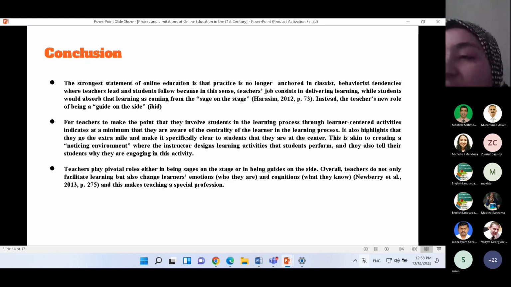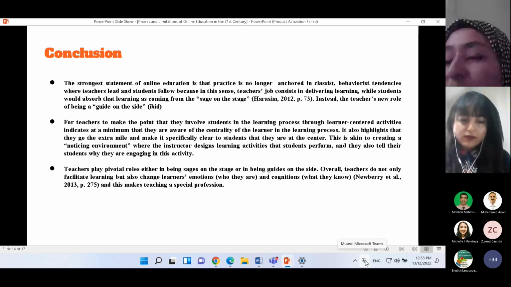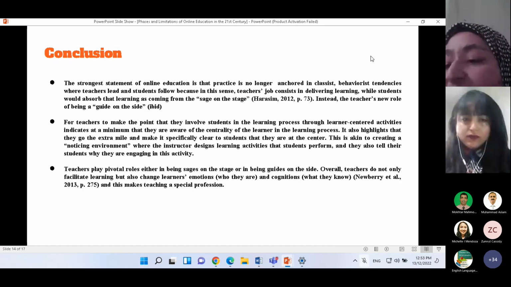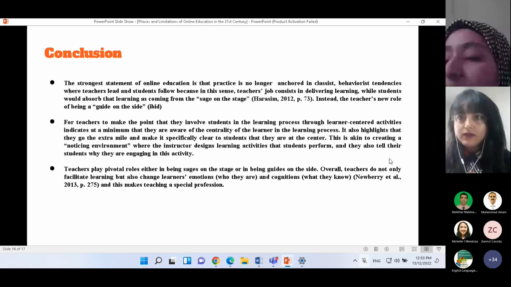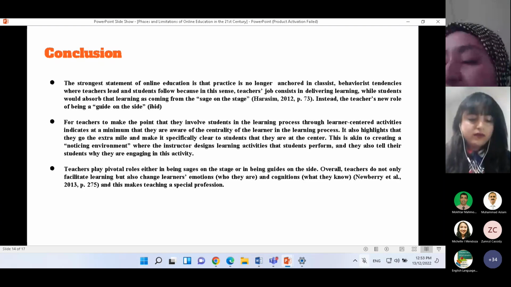So I think that the better thing to say in my conclusion is that teachers play pivotal roles either in being sages on the stage or in being guides on the side. Overall, teachers do not only facilitate learning but also change learners' emotions, that is to say, who they are, and their cognitions, what they know, and that is the hidden curriculum for teachers. And this is actually what makes teaching a special profession.